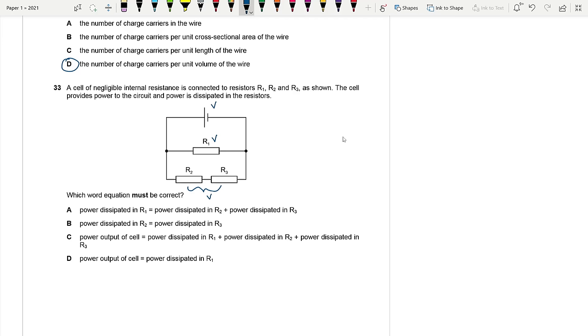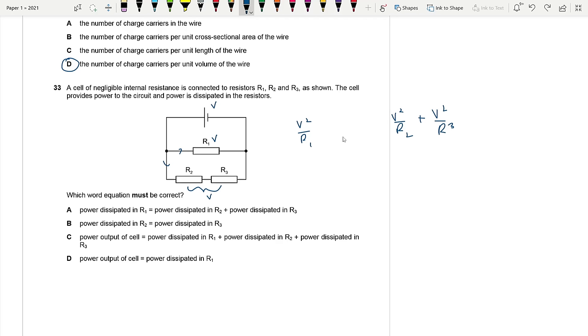Power dissipated in R1 is equal to power dissipated in R2 plus R3. We don't know that, okay? Current is different, right? It's like V square by R1, and on that side, we have V square by R2 plus V square by R3. How are we so sure that these are going to be the same? We don't know. Power dissipated in R2 is equal to R3? We have no clue that this is equal to this, okay?